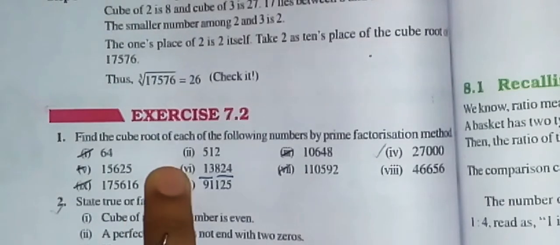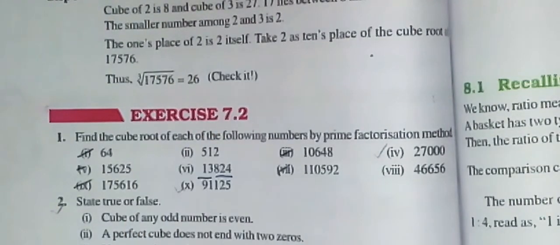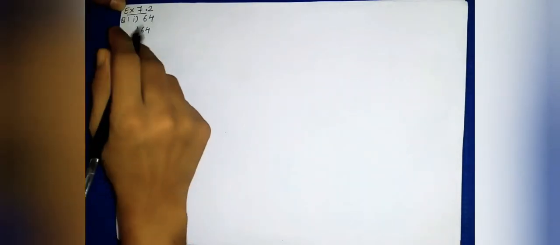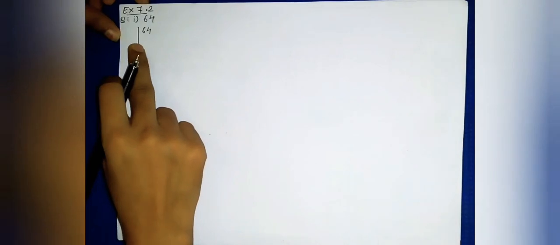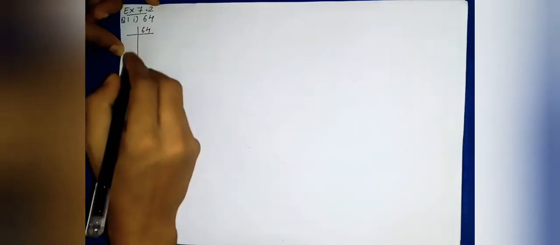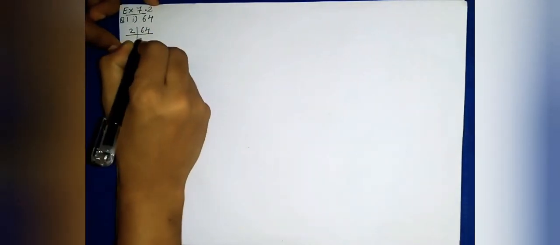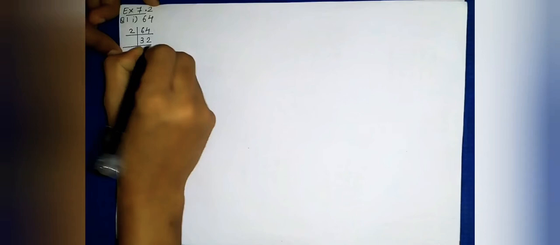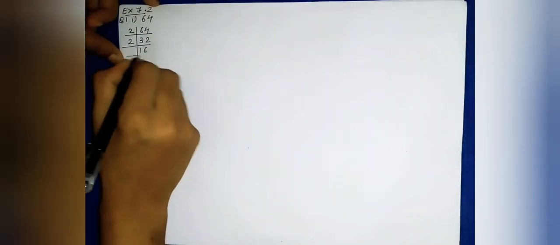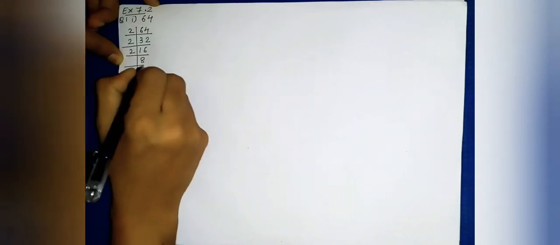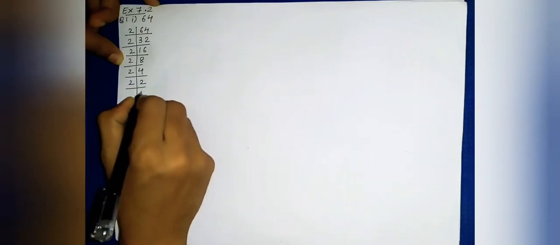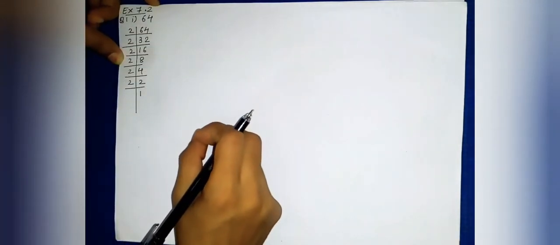So let us see the solution of exercise 7.2. So first one is 64. First we will take out the factors by prime factorization method. So we will start with 2. 2 3s are 6 and 2 2s are 4. Now 2 16s will give you 32. Then in the next step 2 8s are 16. Then 2 4s are 8. Then 2 2s are 4 and then 2 1s are 2. So this way we will take out the factors.